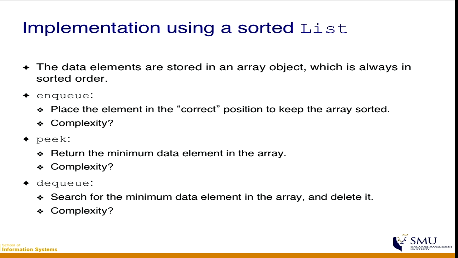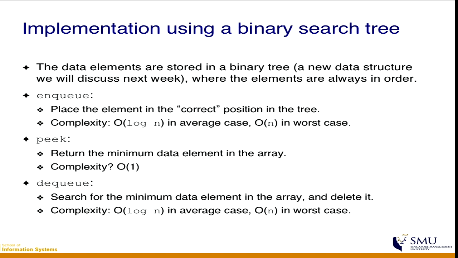Or you can keep a sorted list. If you keep a sorted list, you always know where the minimum value is. So dequeue is O(1). But to enqueue, you want to keep it sorted. But keeping it sorted is going to be O(N). Because you need to figure out the place where to put it, and then you need to shift things to make room for the thing that you want to do. Then there's also implementation based on binary search tree. We are not going to cover it today because we're going to talk about binary search tree only next week.